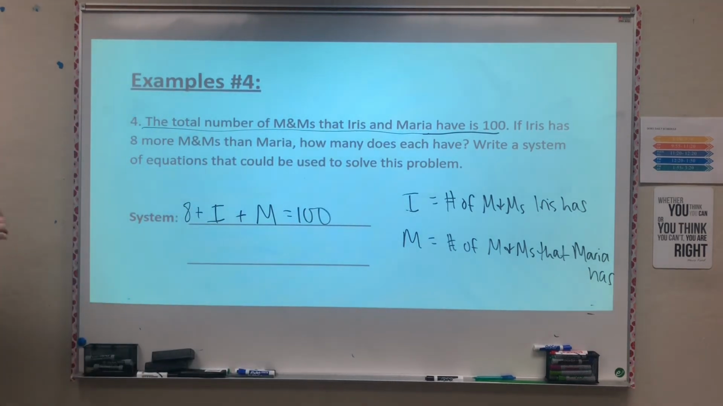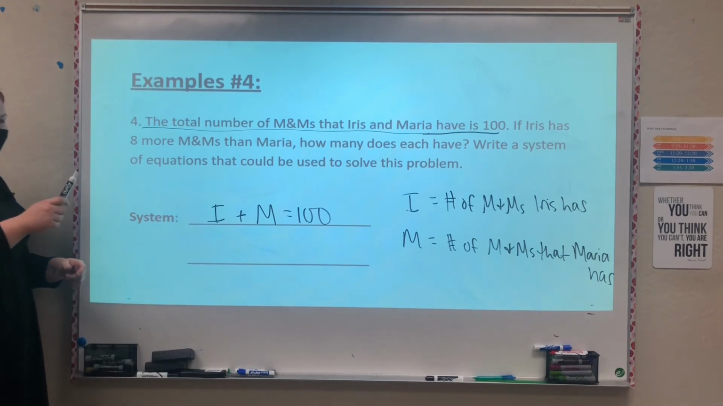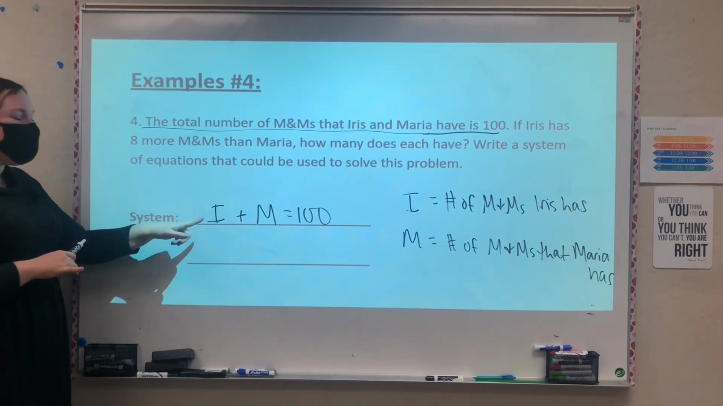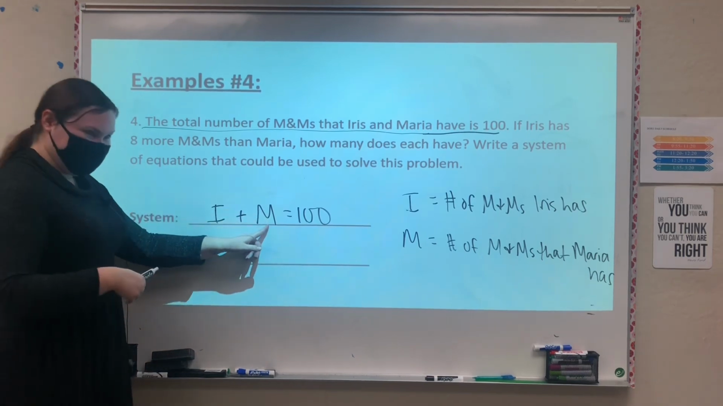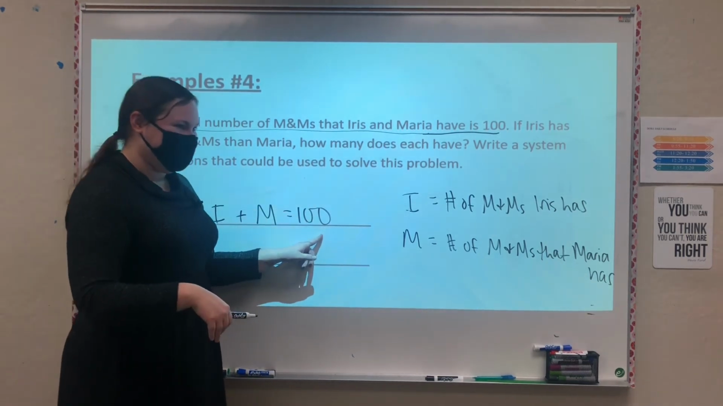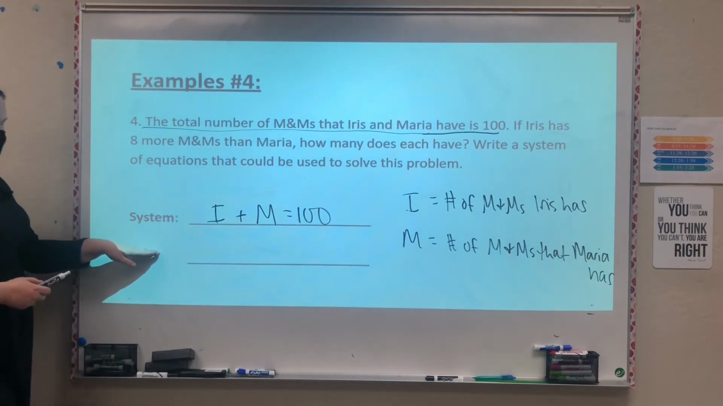Okay. So I heard just I plus M equals 100. There you go. Yep. If I put words back to that, that's just saying the number Iris has plus the number Maria has equals 100. What you've been trying to do is jumpstart that second equation.